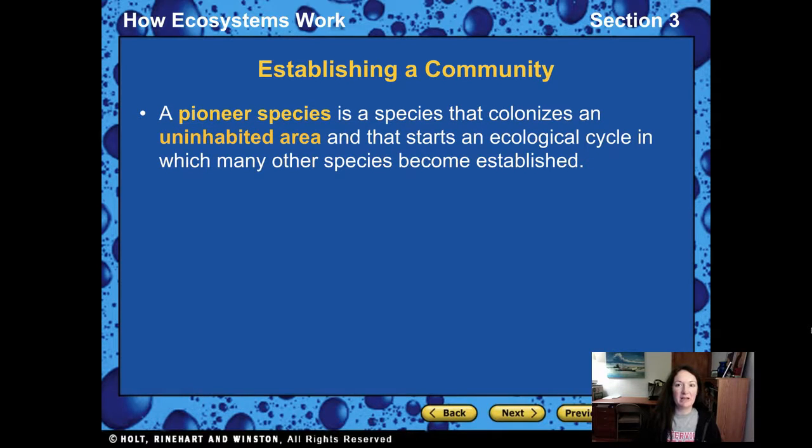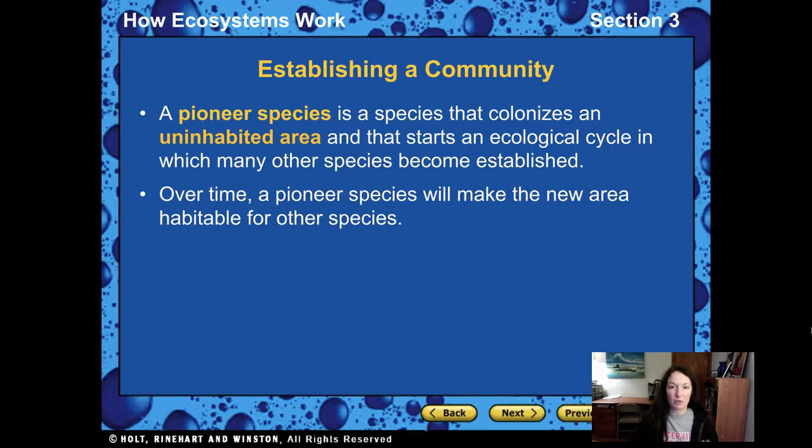So creating a community, and I'm talking about an ecological community, requires that some sort of base to the food chain is established. A pioneer species is one that comes in and colonizes an uninhabited area. So this would be like your stones, your rocks, your sand. And the pioneer species is going to help create soil.